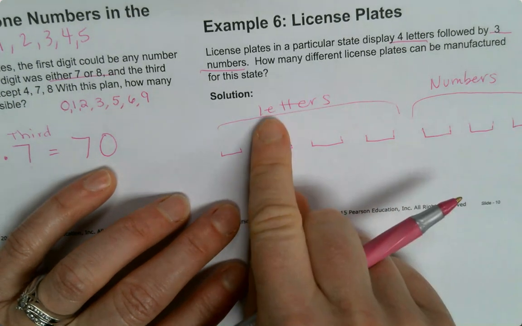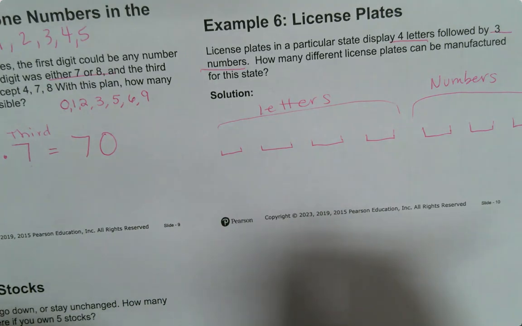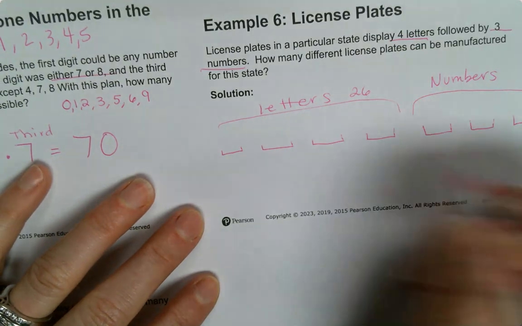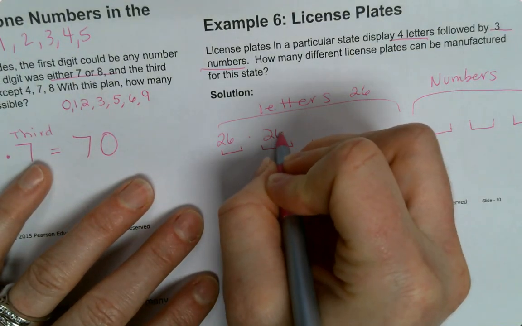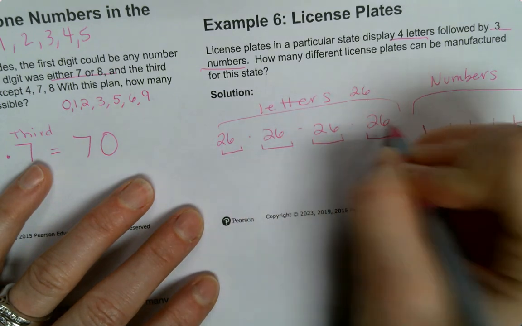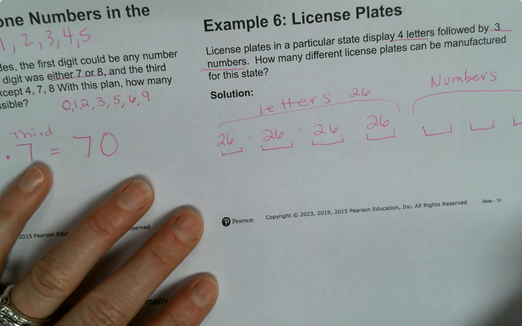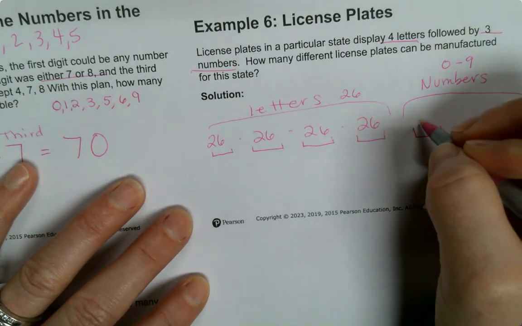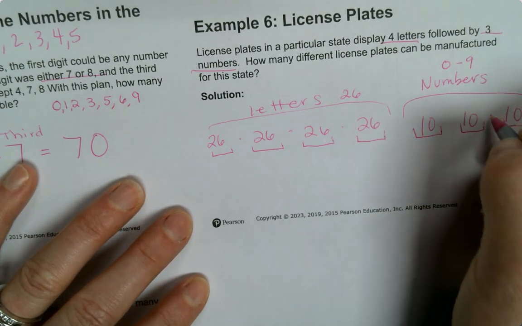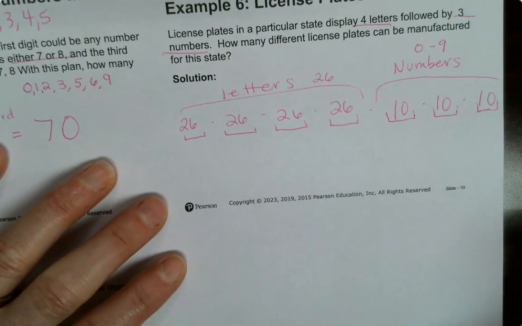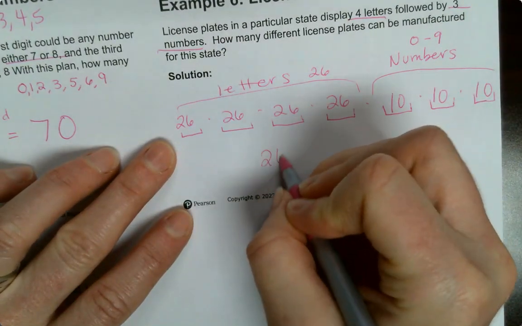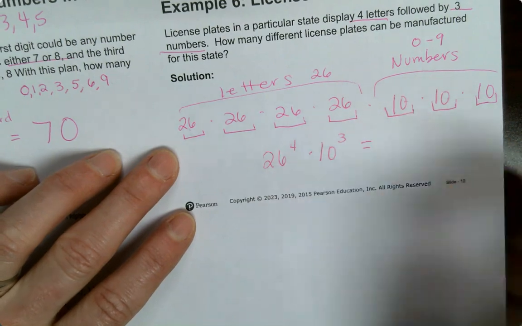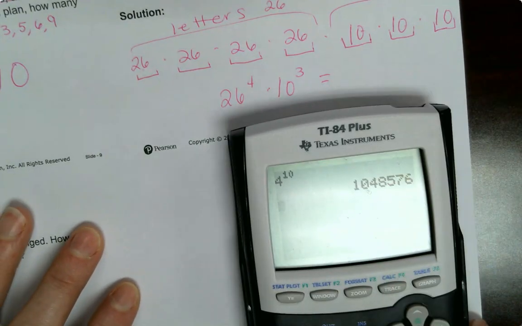Okay. So let's think about how many outcomes there are for letters. Let's see, A, B, C, oh, there's actually 26 if you remember that. So we're going to do 26, 26, 26, 26. And then numbers, we have 0 through 9. So that's a total of 10. You could list this out a little easier with exponents. So it's 26 to the 4th times 10 to the 3rd. Now it'll make it a little easier to put in the calculator.